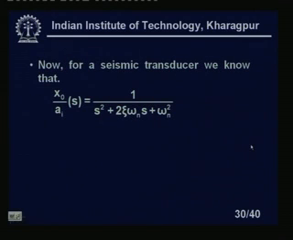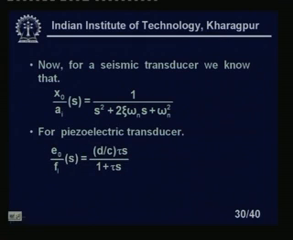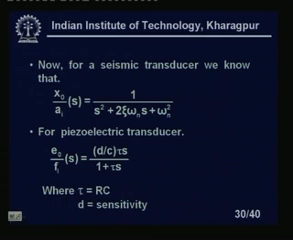Now, for a seismic transducer, we know that X naught by AI of S equals 1 upon S square plus 2 xi omega n S plus omega n square, right. For piezoelectric transducers, we have E naught upon Fi of S equals D by C tau S upon 1 plus tau S, where tau equals RC and D is the sensitivity.